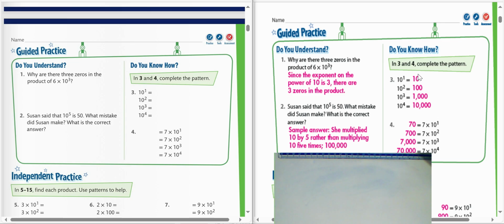Do you know 10 power 1 is 10, 10 power 2 is 100, 10 power 3 is 1000, 10 power 4 is 10,000, and so on. Question number 2. Suzanne says that 10 power 5 is 50. What mistake did Suzanne make, and what is the correct answer? 10 power 5.